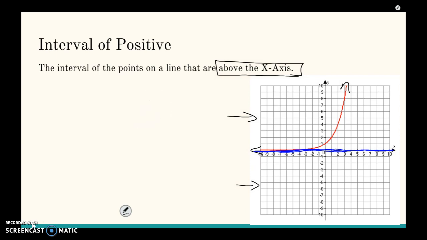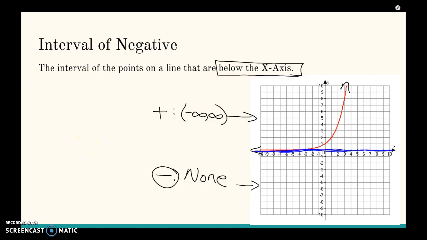So the interval of positive is going to be everything above the line, meaning it's going to be from negative infinity to positive infinity. The interval of negative is going to be everything that's below the line. Here there's nothing below the line, so that would be what? None. So with interval of negative, okay, negative is a little bit different. And if you notice, interval of negative is this exact same thing. The only difference is it says it's below the x-axis. So with interval of negative, we want to look below the x-axis. When you look, there's nothing.